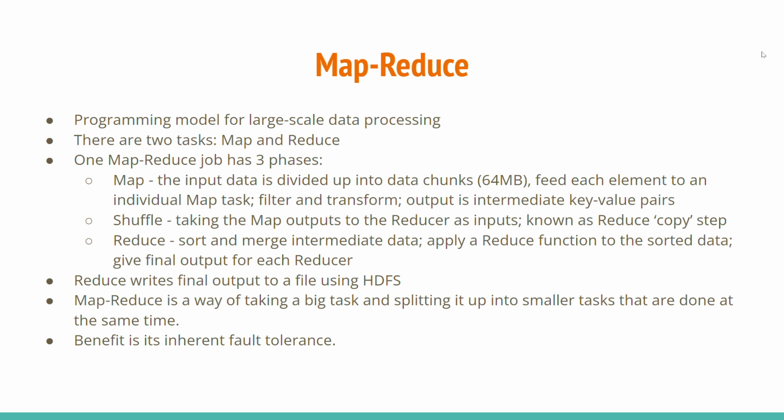Each map task applies the map function to its own input data and creates an output data set, which are intermediate key value pairs. During shuffle, the map outputs, or intermediate key value pairs, are taken to the reducer as inputs. During the reduce phase, there is a sort and merge of intermediate data. Then the reduce task applies a reduce function to the sorted data, which gives us an output for each reducer.